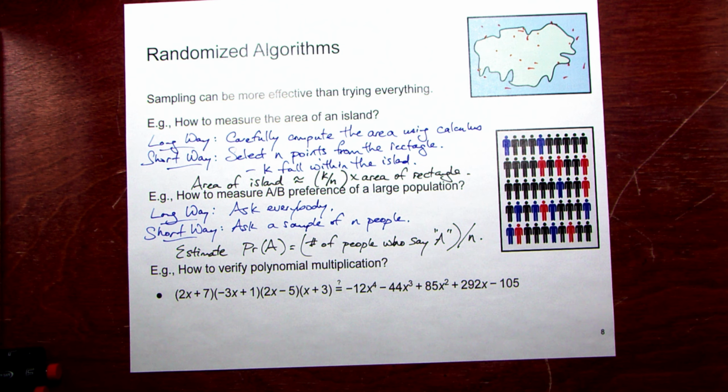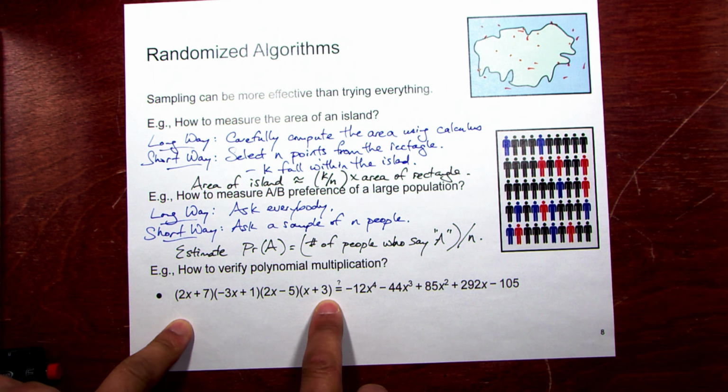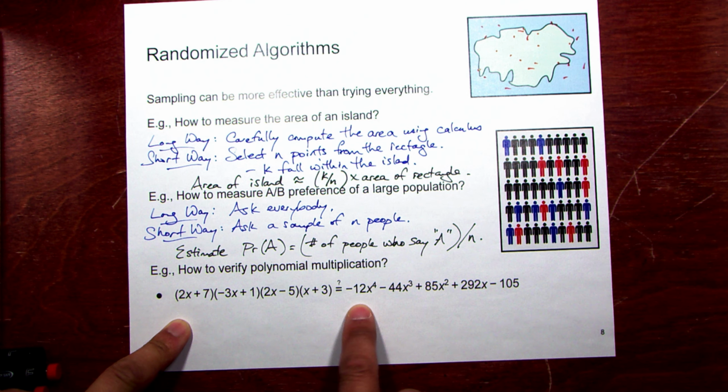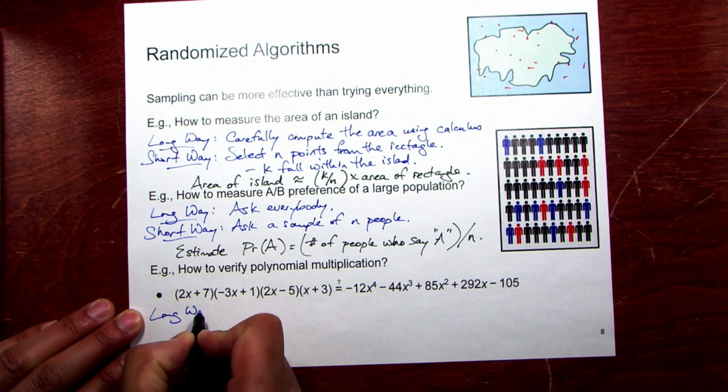Using sampling, there's another one for math. Here's this math problem. It doesn't seem like it's too hard, like you could have done this in high school. It's just that it takes you a long time to verify this. If you want to verify that this expansion is actually correct, the long way is to do the expansion yourself.